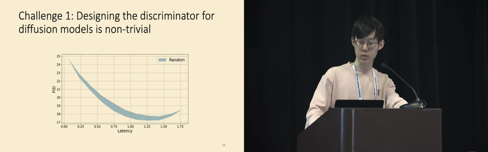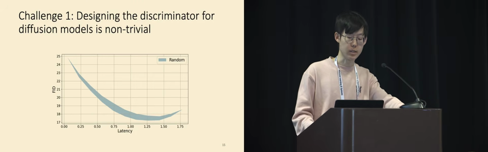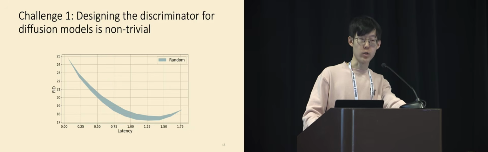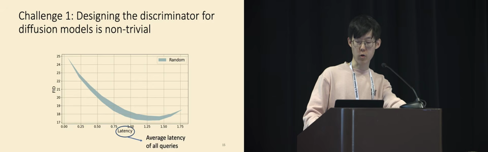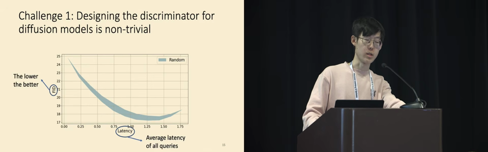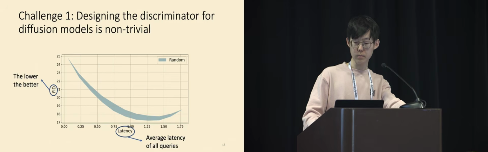Here's a plot that shows how image quality varies with latency under different routing behaviors. The x-axis shows the average latency of all queries, and the y-axis shows the FID score to represent response quality, where lower values indicate better response quality. And the blue curve represents a random routing strategy.